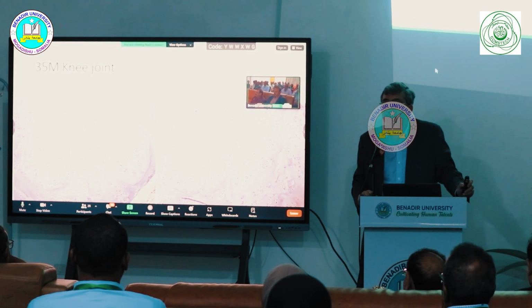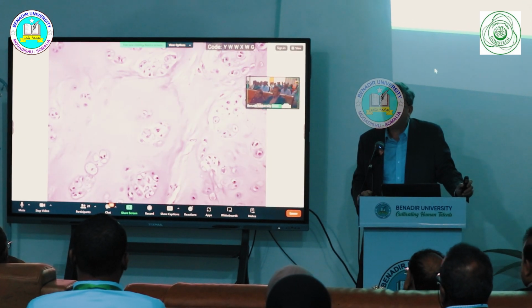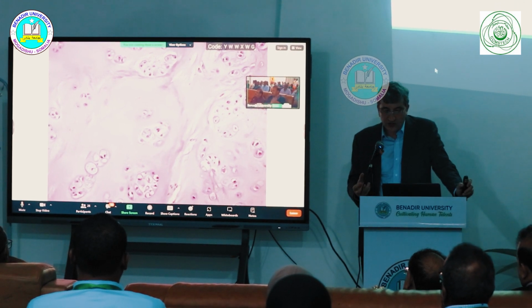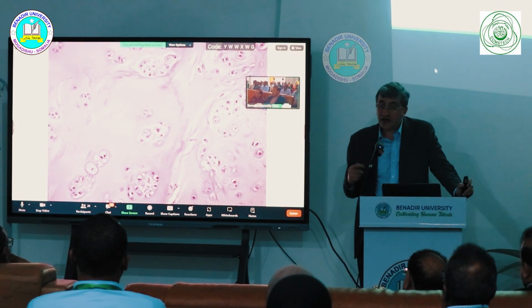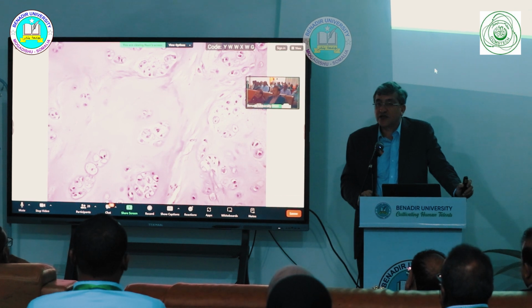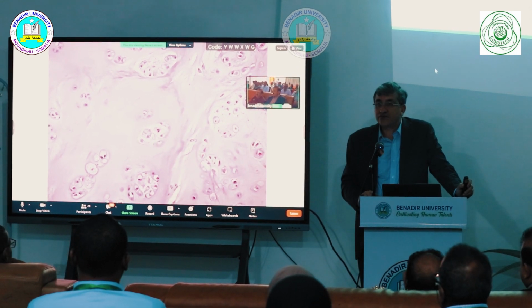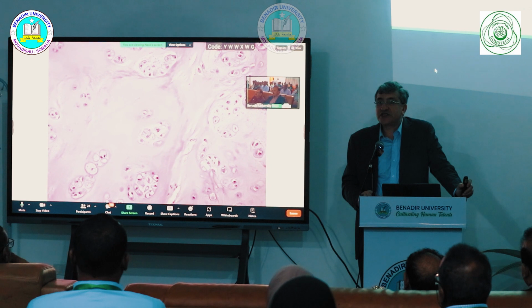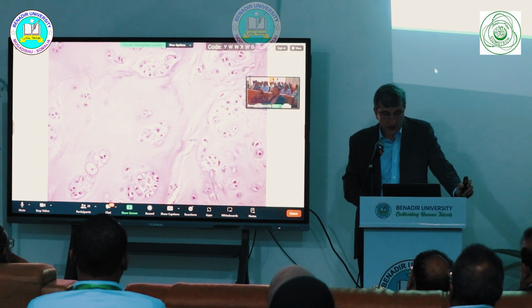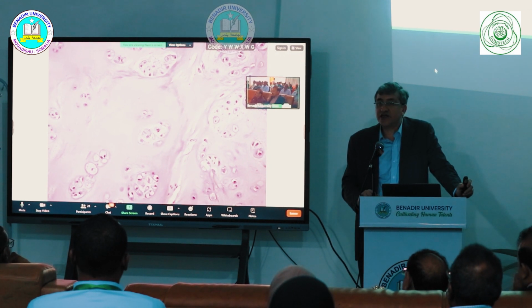So any idea? It is cellular, and the chondrocytes are arranged in clusters. So sometimes, and I go back to low power. Here, any idea?